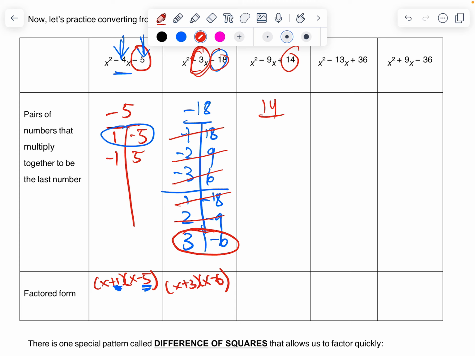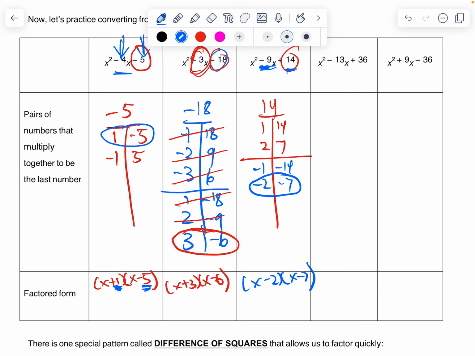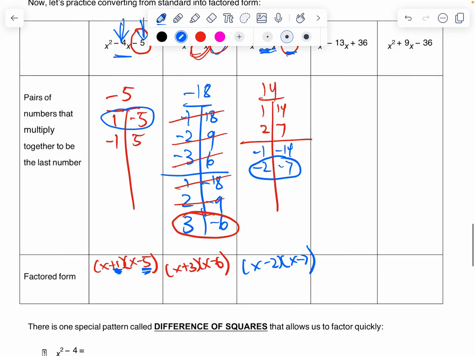Positive 14. Well, the numbers that multiply to be 14 are 1 and 14 and 2 and 7. But the problem with this is when we add them up, 1 plus 14 is positive 15, 2 plus 7 is positive 9. None of them give us that negative 9. So we have to go back and remember the fact that a negative times a negative equals a positive. Negative 2 times negative 7 is a positive 14, and negative 2 plus negative 7 is negative 9. And so this is going to work. We got two negatives, x minus 2, x minus 7. And we'll just go ahead and skip the last two.